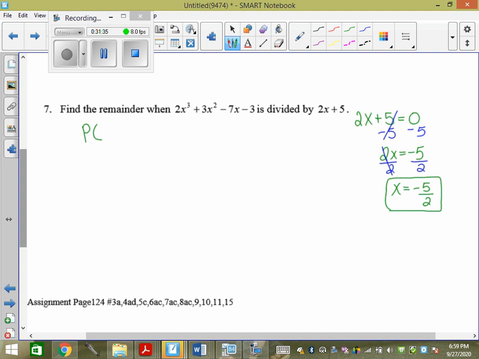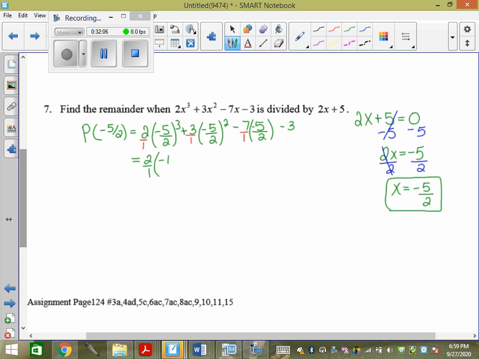So I'm going to do p of negative 5 over 2. So I'm going to get 2 times negative 5 over 2 cubed plus 3 times negative 5 over 2 squared minus 7 times negative 5 over 2 minus 3. Now keep these in mind, they're over 1. So I'm going to show you the math. If you didn't do it this way, it's fine.